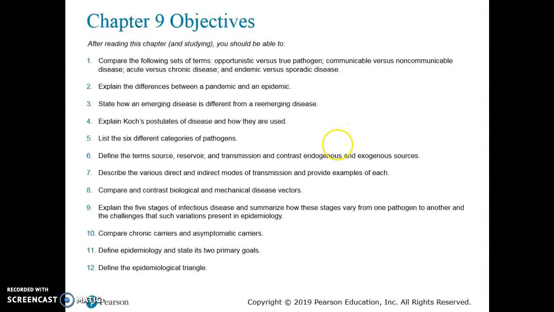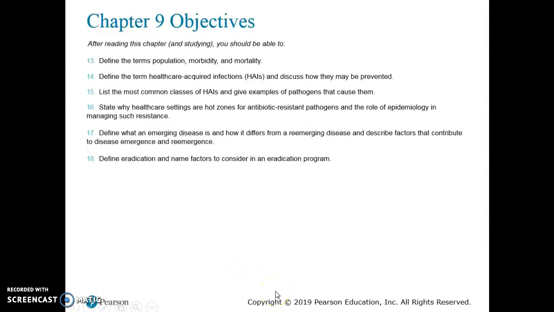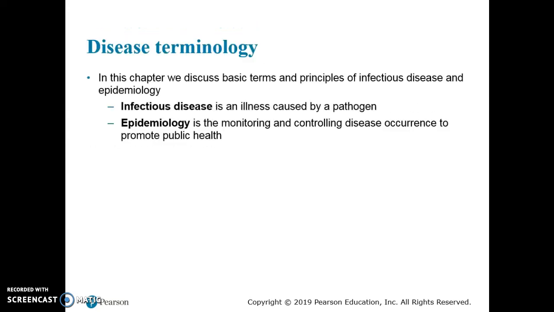All right, and looking at the list of objectives, you have 12 here, and if we move to the next slide, there are another 6 to make a total of 18. Some of these objectives are straightforward in terms of know the term that's in it. So 13 there, define the terms population, morbidity, and mortality. Some of the objectives look more at understanding of a particular concept. But overall, the material is not excessive.